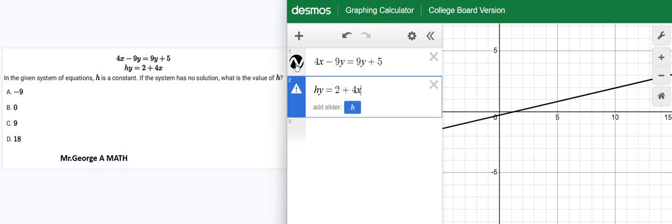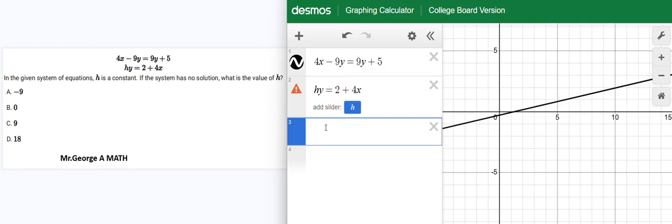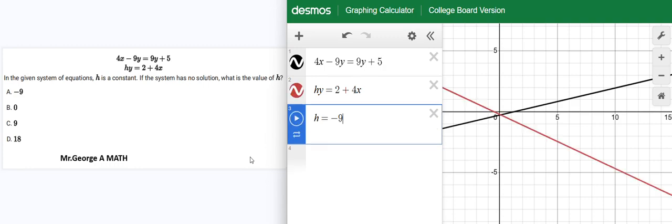You see the first line here, the black line over here. We need to enter the value of h that is going to make parallel lines, which has no solution. Let's type in the first choice A, which is -9. So we hit h equal to -9. You see they intersect over here.